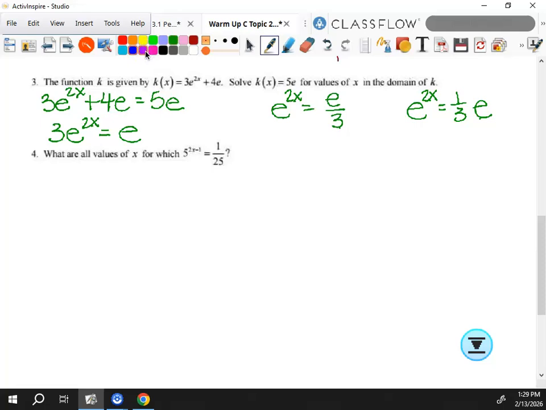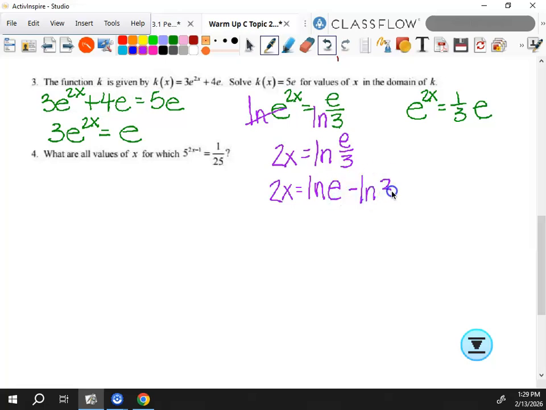Okay, so here I need to get the variable out of the exponent, so I'm going to take the natural log of both sides. On the left-hand side, those take care of each other. I'm left with 2x equals natural log of e over 3. Okay, that I cannot just mark out that natural log and e. I have the natural log of two terms that are being divided. So then I can change that to 2 logs, natural log of e minus the natural log of 3. You agree with that? Right?